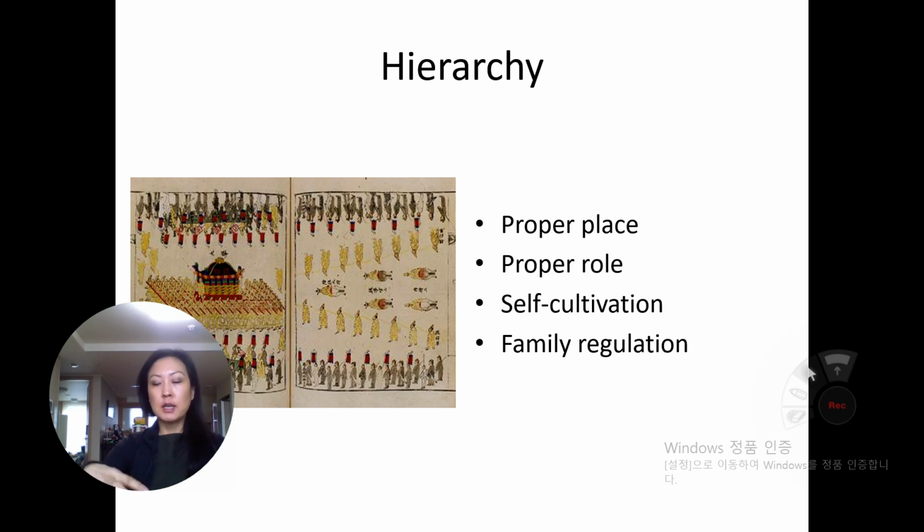And once the family is properly regulated, and as all the families are properly regulated, then society will be regulated. And then once society is stabilized and experiences harmony, then the government and the dynasty will experience harmony. So this is how it emanates outward.